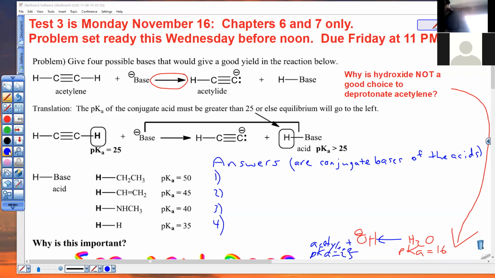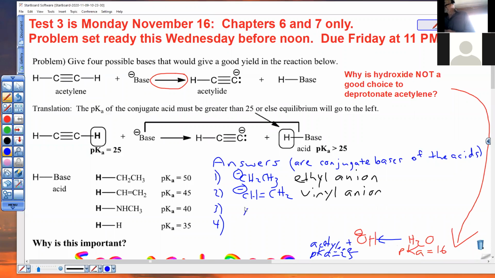We can go stick figures, or, I don't know, an ethyl minus there. CH double CH2. That would be a vinyl anion. I like that. Use nomenclature. Ethyl anion, vinyl anion, and this is the conjugate base of an amine, and this is going to be a little tricky.